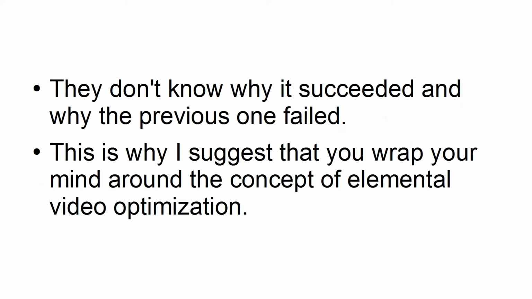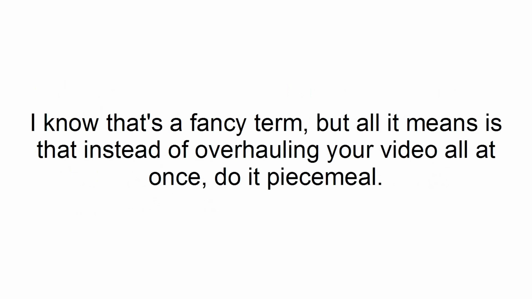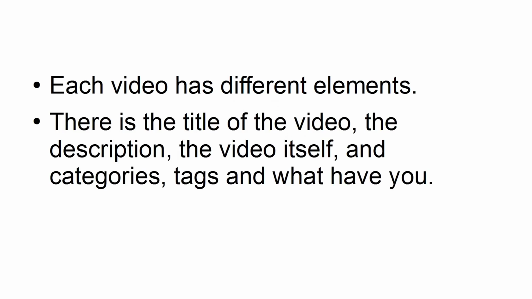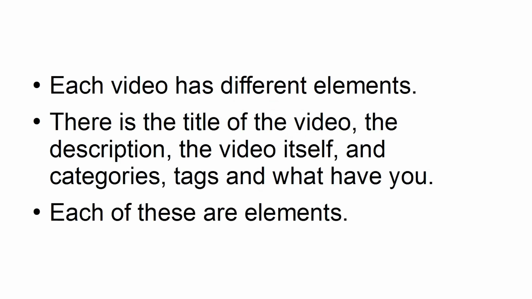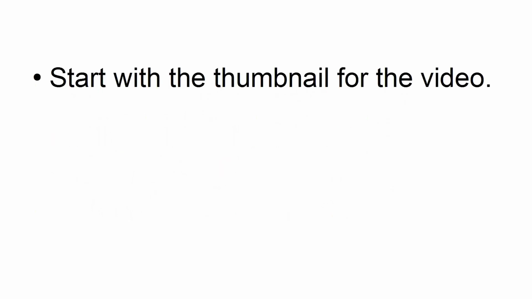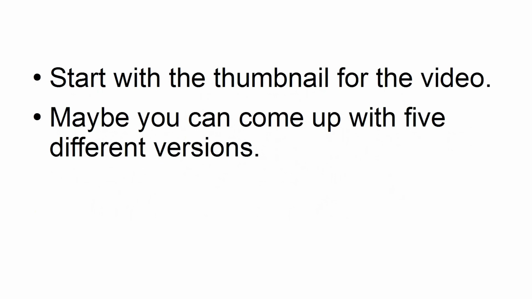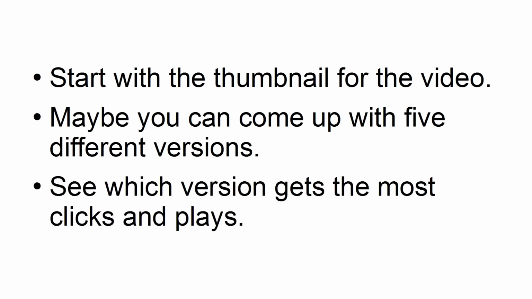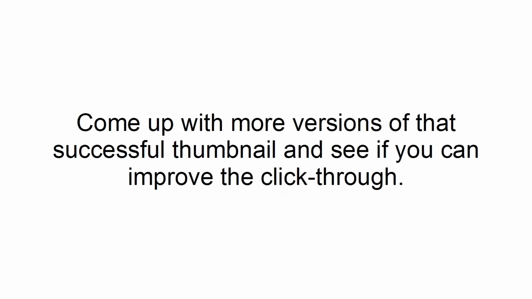This is why I suggest that you wrap your mind around the concept of elemental video optimization. I know that's a fancy term, but all it means is that instead of overhauling your video all at once, do it piecemeal. How do you know which part to change? It's very simple. Each video has different elements. There's the title of the video, the description, the video itself, and categories, tags, and what have you. Each of these are elements. When you're optimizing a video, start with one element. For example, start with the thumbnail for the video. Maybe you can come up with 5 different versions. See which version gets the most clicks and plays. Come up with more versions of that successful thumbnail and see if you can improve the click-through.